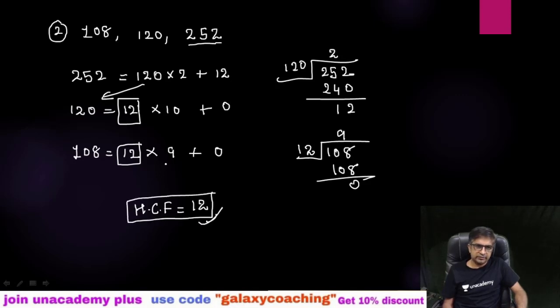If further division is possible and if you are getting some other term with remainder 0 at that time, then you need to tell that that term is your HCF, guys. Here we are getting 12 as the HCF of these 3 terms.